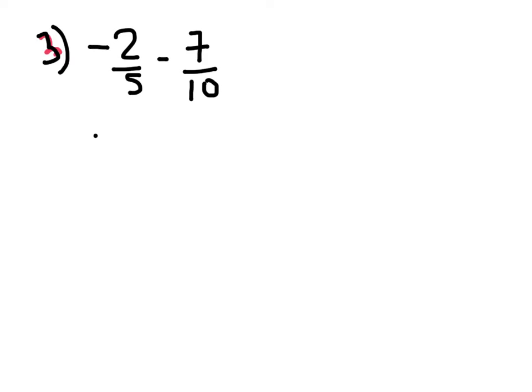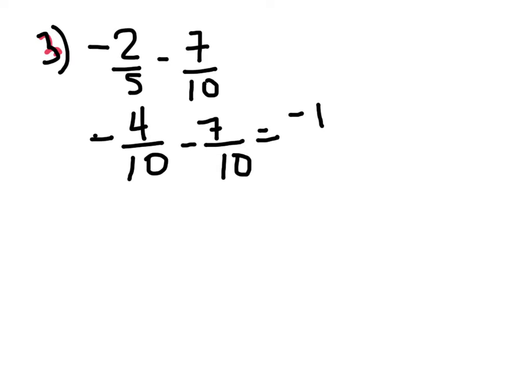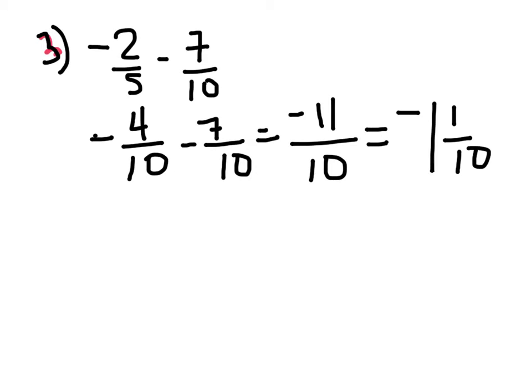Example number 3. We have minus 2/5 minus 7/10. First of all, the common denominator will be 10. So we say, what did I multiply to 5 to get a 10? It's a 2. Times 2, it's a 4. This keeps the same numerator. My answer is minus 11/10. And we have to make it a mixed number. So this is our answer.